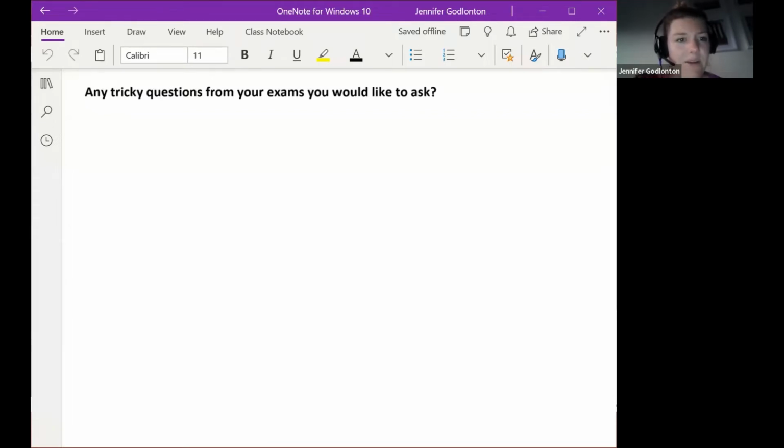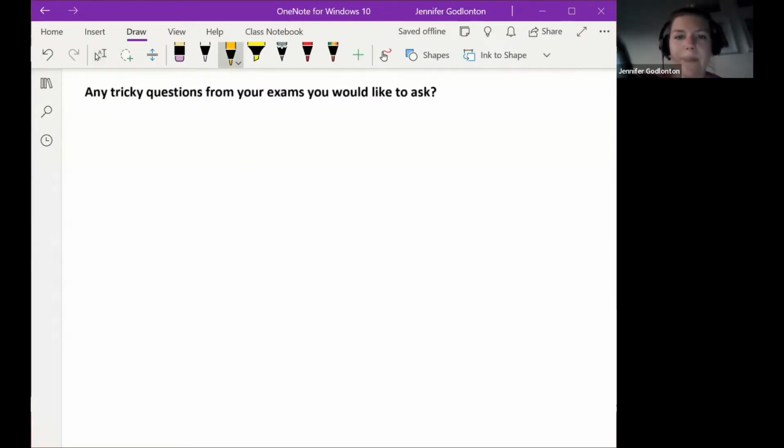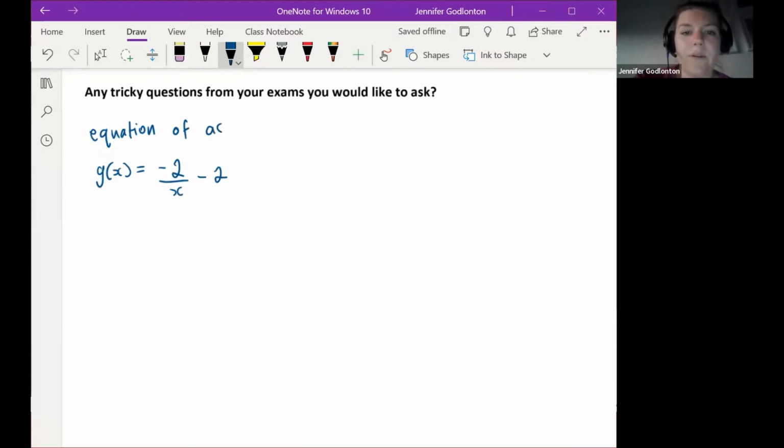Chuck that hand up and then I'll unmute you. Ma'am, the question was, it said determine the equation of the asymptote. And I think it was g(x) equals -2 over x, and then on the side -2. Okay, cool. Thank you. We can definitely talk about this one. Let's chat about this one together, guys.